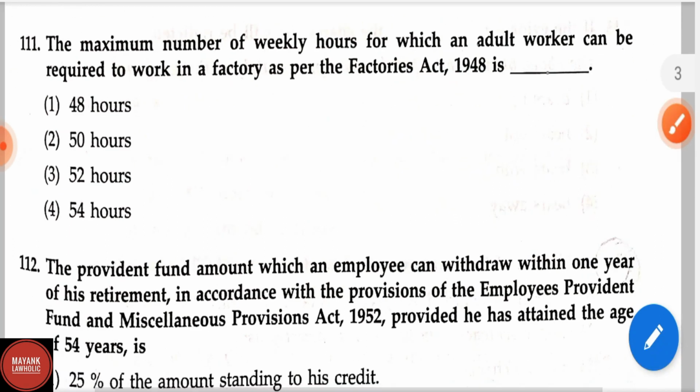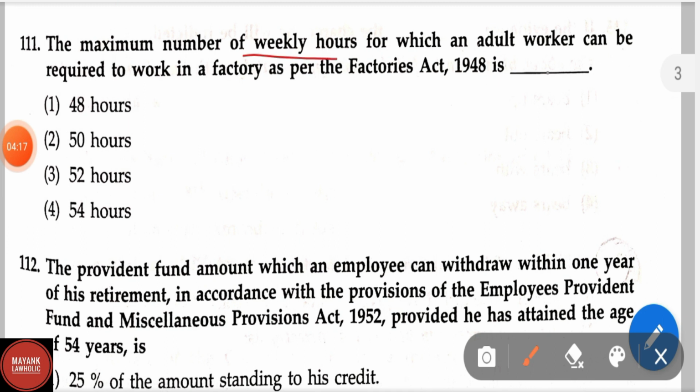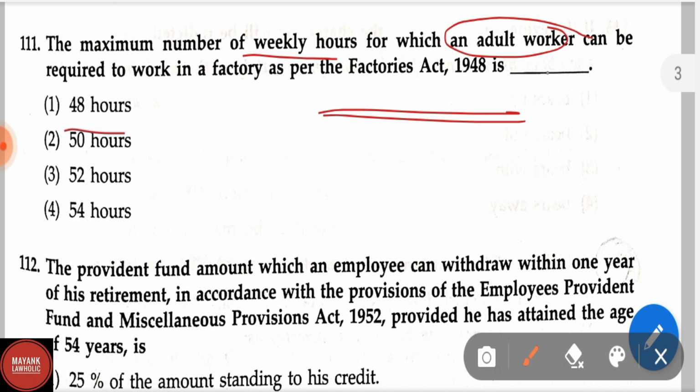Now let us see the question number 111. The maximum number of weekly hours for which an adult worker can be required to work in a factory as per the Factories Act 1948 is: 48 hours, 50 hours, 52 hours, 54 hours. Maximum number of weekly hours, correct answer is option 1, 48 hours.